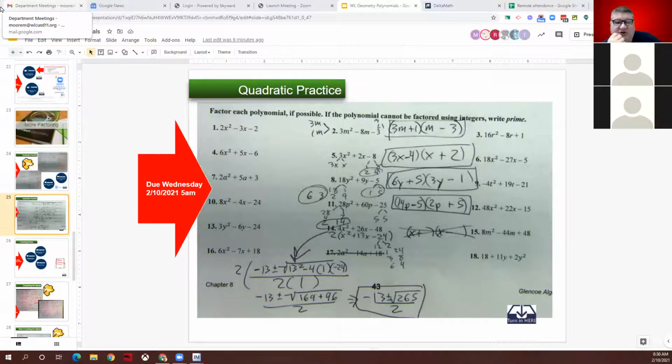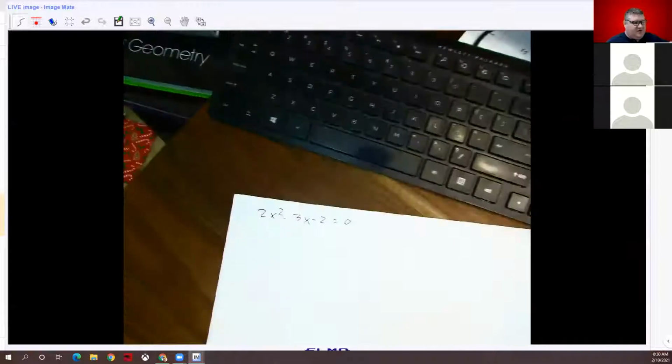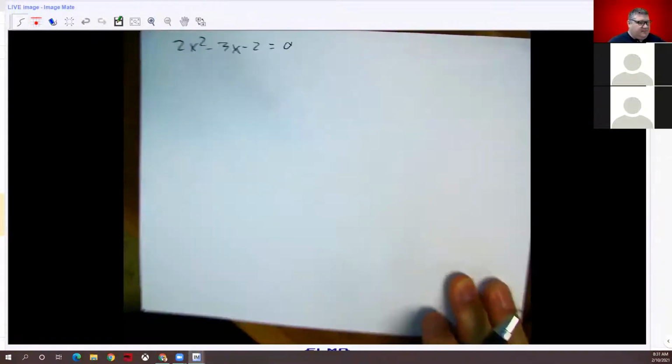Now, I did have a good question. On slide 25 someone asked, do we have to use the quadratic formula for each of these? The answer is no. I didn't use it up here because, for example, if we did 2x squared minus 3x minus 2 equals 0, well, that's actually pretty easy to do. Can everybody see the problem on my paper? Yes or no?